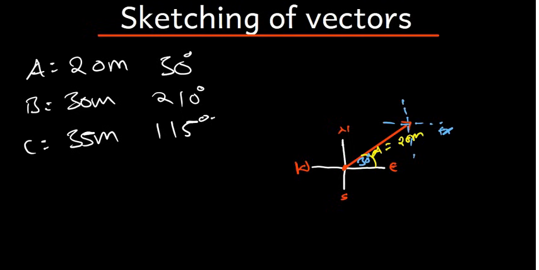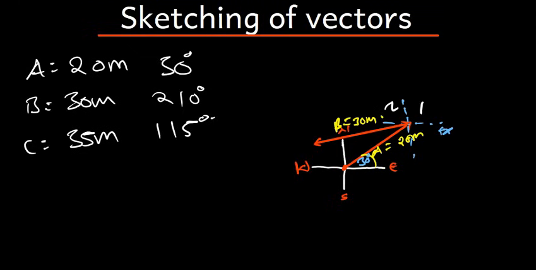So we know that this is our first quadrant, second, third, fourth. Meaning that this 210 is in this quadrant. So I'm going to start from there. From this line, I'm going to have another line, and then it has to go in this direction. Okay, so that is 30 meters. So 30 meters is supposed to be a bit longer than vector A. Then I'm going to say that this is the endpoint of vector B, and it is 30 meters.